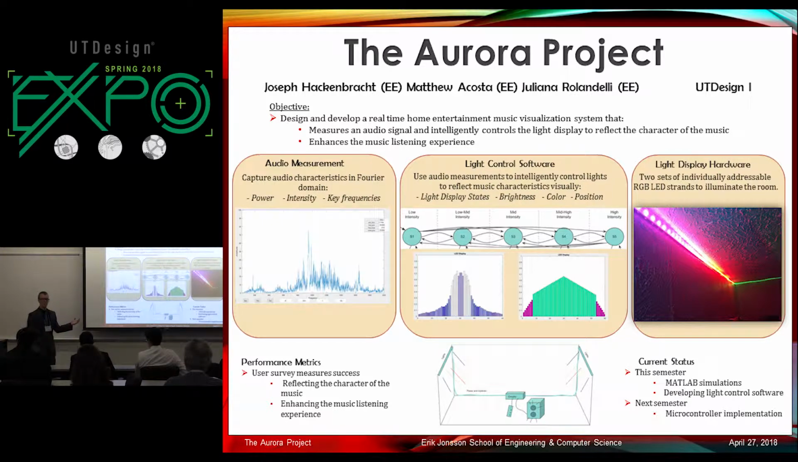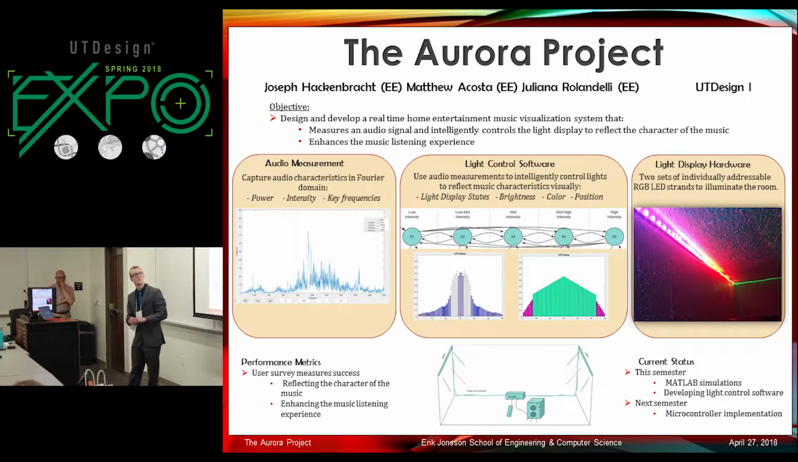So how are we going to accomplish this task? Our system utilizes the power of the fast Fourier transform to analyze audio in real time. We extract characteristics of the music, such as power across certain frequencies, key frequencies within the song, and using algorithms that we've developed, even the intensity of the song. We use these measurements to intelligently decide the best way to visualize the music by entering unique light display states. Each state uses the audio measurements to uniquely control the light display. Our light display will consist of 2 strands of individually addressable RGB LEDs that you'll mount on the ceiling of your room.